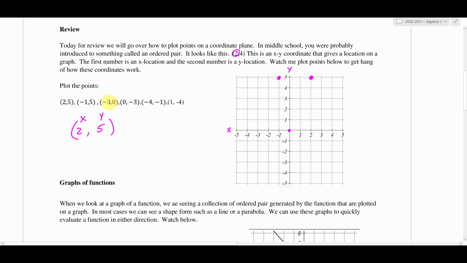So this one's at -3, 0. So again, remember, it goes x first, y second. All right, that's probably the most common mistake: students get those mixed up. They'll go y first, x second, and get the numbers switched around. So for this one, we're going -3 comma 0.